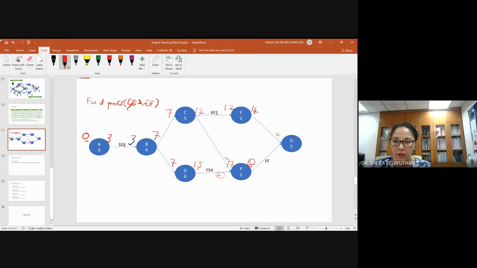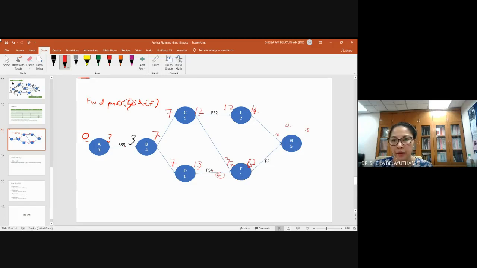Activity F finish to finish together, meaning to say that activity F finish 18. Activity G will finish 18. Just place it small here, 18. Minus 5 days, activity G will start 13. So the relationship from here is finish to finish. So you need to calculate finish to finish first. So F finish 18, G will finish 18. Minus 5, G will start 13.